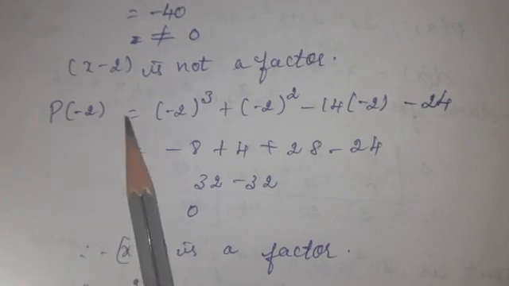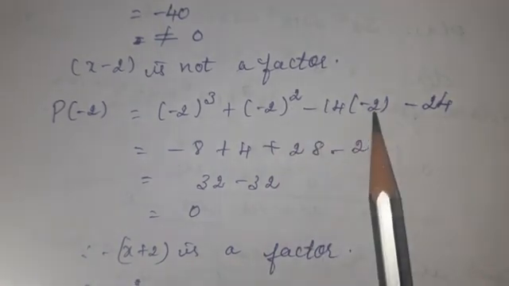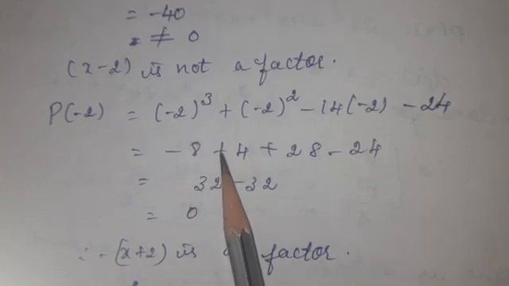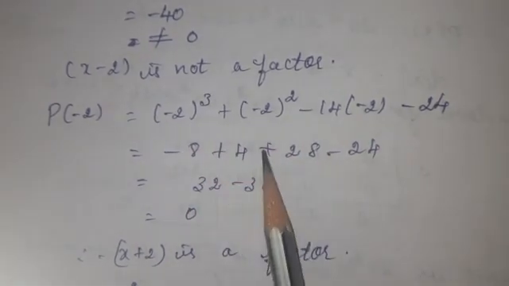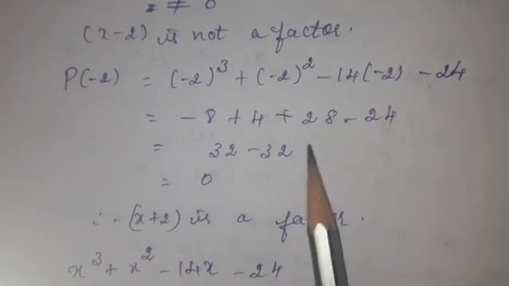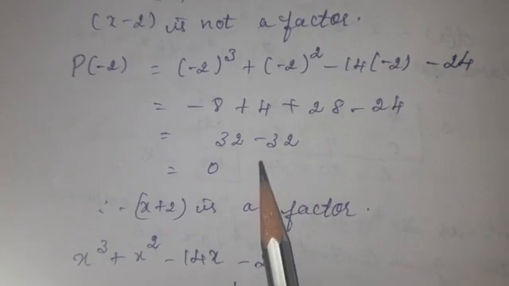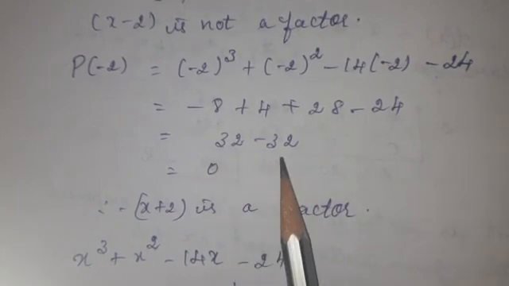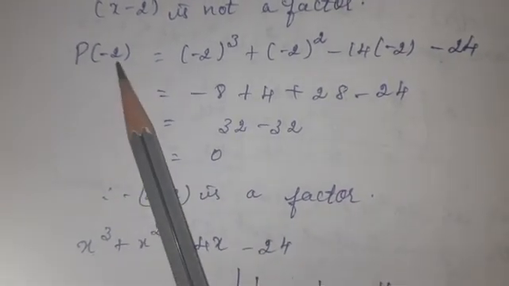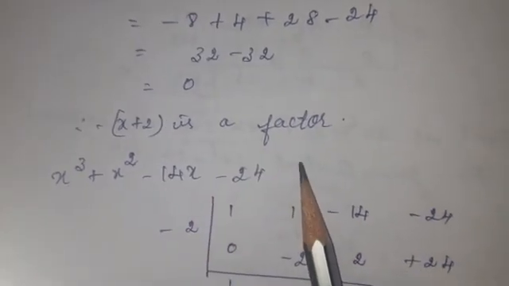P of minus 2 is equal to minus 2 the whole cube plus minus 2 square minus 14 into minus 2 minus 24. Minus 2 cube is minus 8, plus minus 2 square is plus 4, minus into minus is plus, 14 into 2 is 28, minus 24. Adding the positive numbers, 4 plus 28 is 32, and minus 8 minus 24 is minus 32. So 32 minus 32 is 0. Here you are getting 0. Therefore, the number we have taken for the x value is minus 2. That means x plus 2 is a factor.